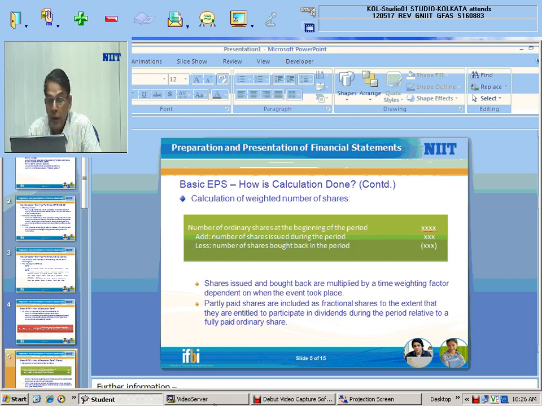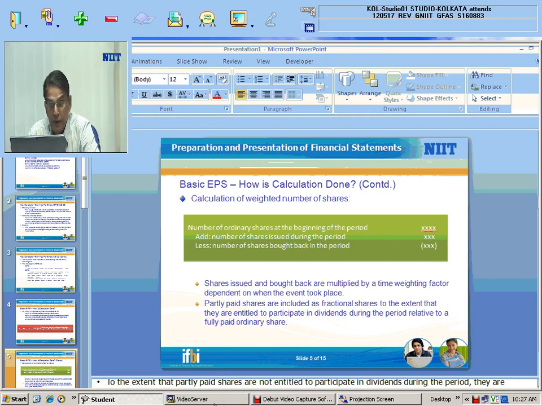So shares are normally included from the date the consideration is receivable. From which date will we recognize that shares have been issued? From the date when the consideration is receivable by the share issuing company. Contingently issuable shares are included when the conditions have been satisfied, not otherwise. Contingently issued shares will only be added when the conditions have been satisfied.